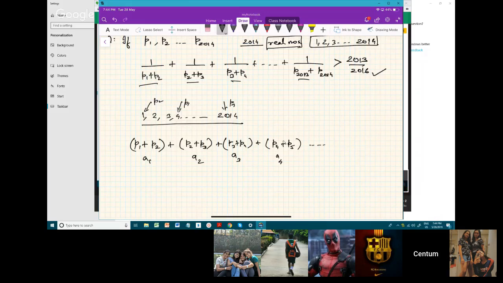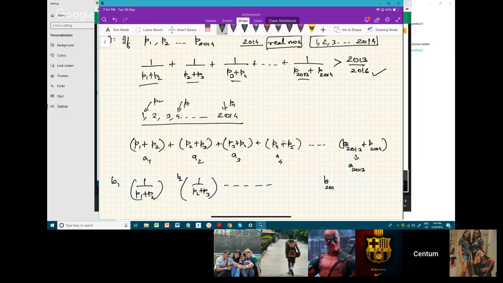So let us say these are all the terms. What is the final term? The final term will be P2013 plus P2014. So this is term number how much? A2013, isn't it? Now consider other terms like 1 upon P1 plus P2, and call this B1. Then 1 upon P2 plus P3, and call this B2, and so on. B2013 will be nothing but 1 upon P2013 plus P2014, isn't it?